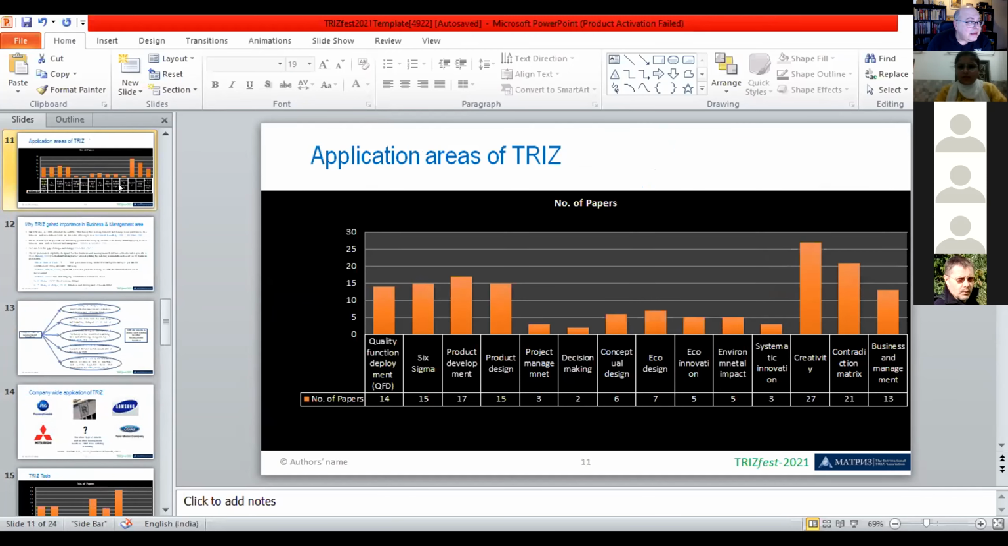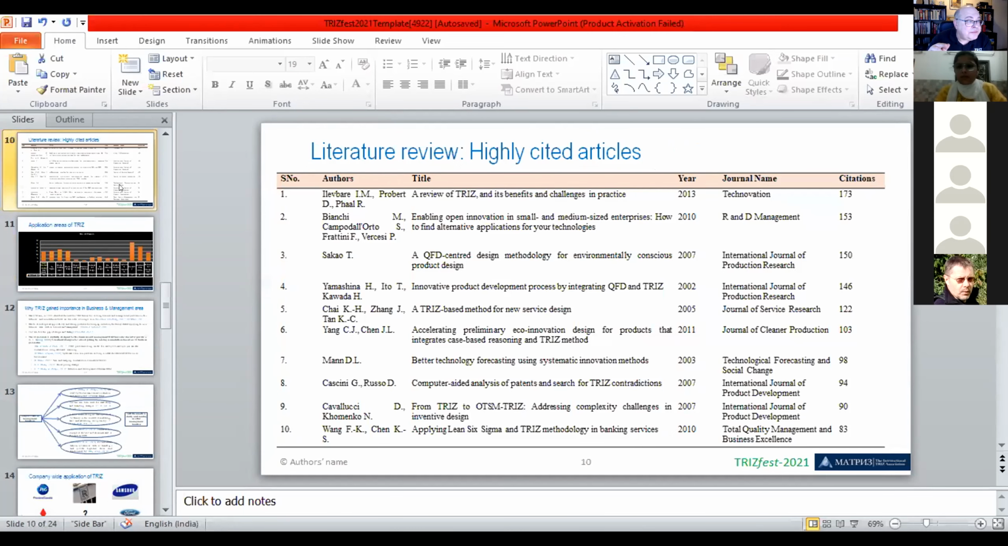Okay. You see, it's a highly cited article. So I say, one is how TRIZ applies to innovate business and management, and another, how business and management uses TRIZ to innovate technology. Because if you look at all these papers, none of these papers talk about TRIZ for business and management at all.